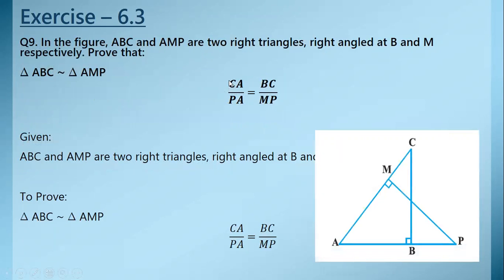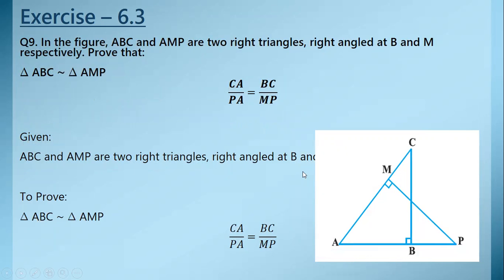Moving on to question number 9. In the figure, ABC and AMP are two right triangles, right angled at B and M respectively. We have to prove that triangle ABC is similar to triangle AMP and CA by PA is equal to BC by MP.